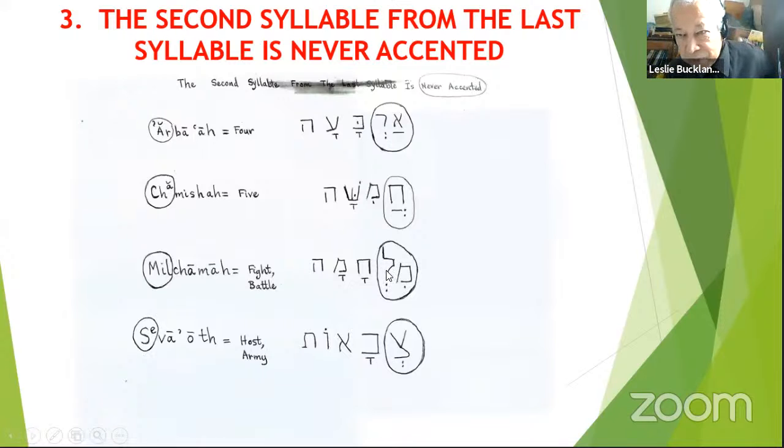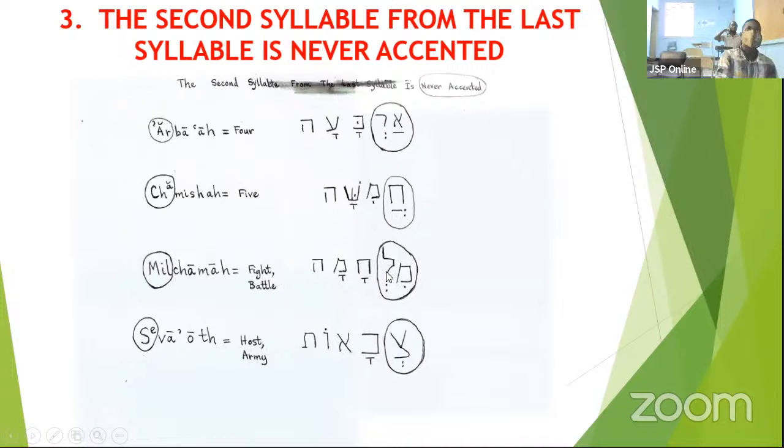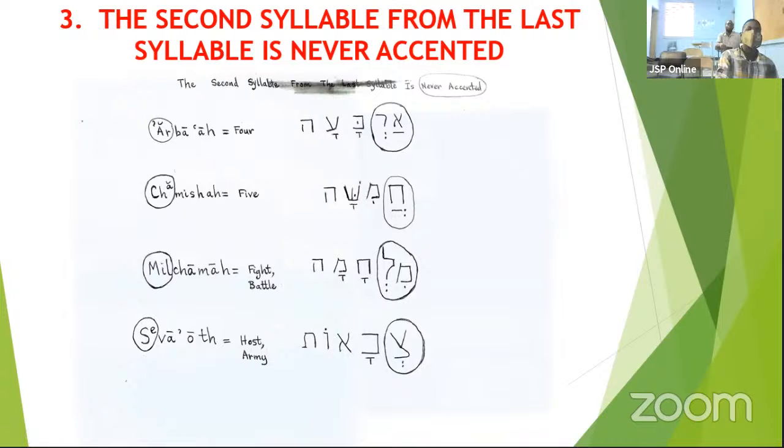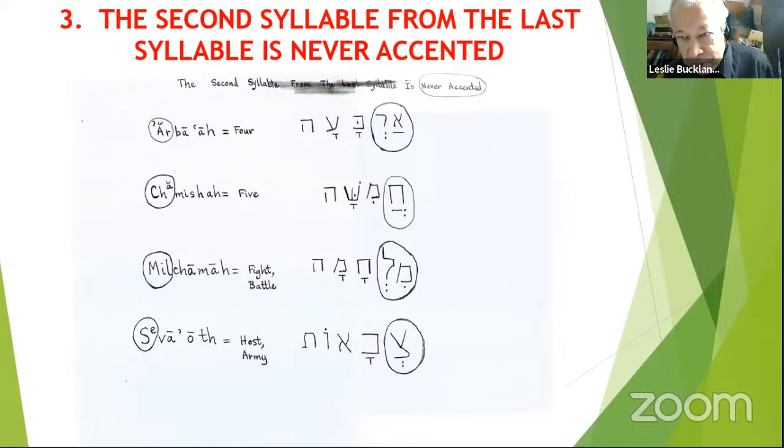Yes, Solin. Yes, sir. Can we say that it is the first syllable? He was asking if we can say that the first syllable cannot get the accent. Okay, that would be correct for these examples.